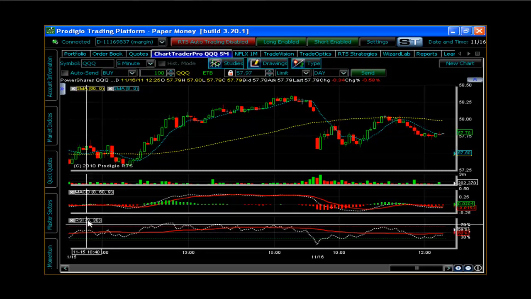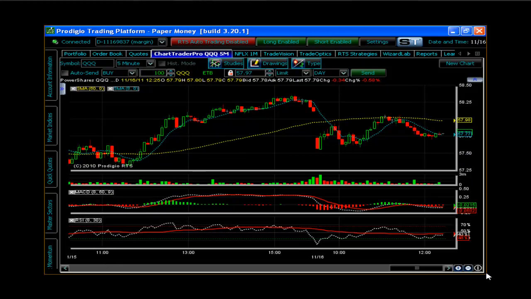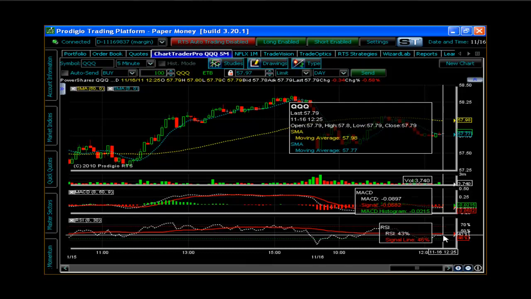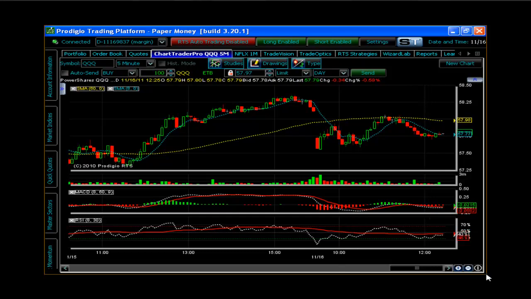This is an RSI of 8 periods, and I have this smoothing parameter of 30. That means I take the values and divide by 30. It's going to give me a 30-period average, which gives me the red line. So the RSI is set up just like the MACD is set up.